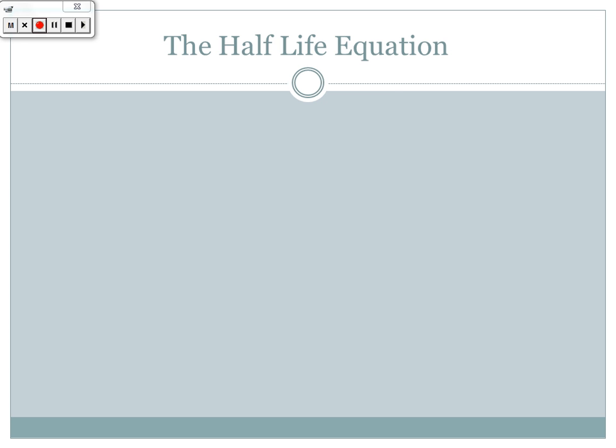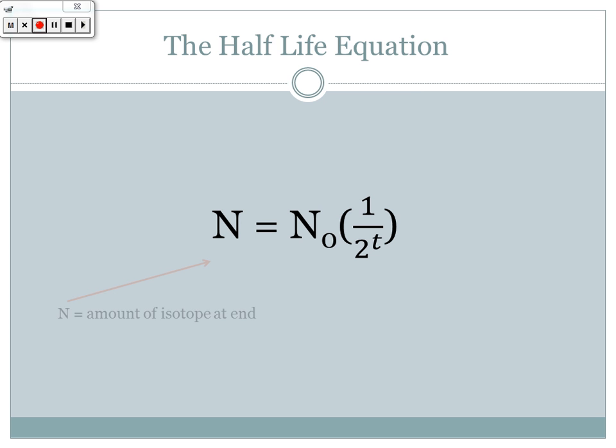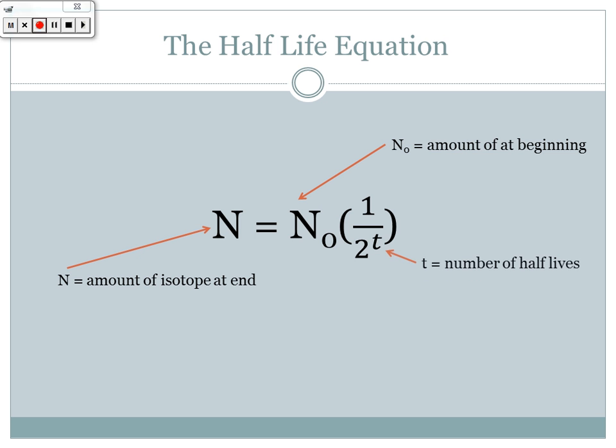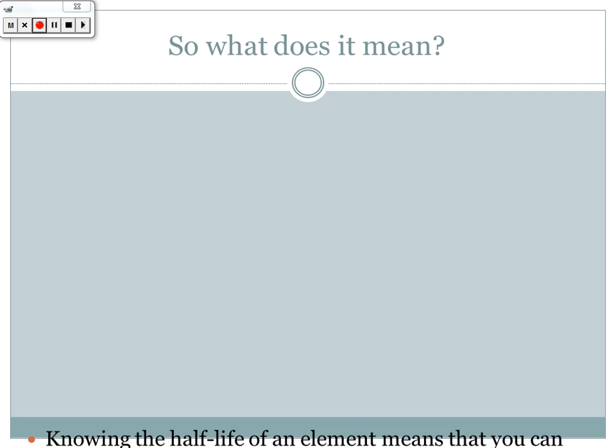The half-life equation. Alright, it's N is equal to N naught times 1 over 2 to the T, where N is the amount of isotope at the end, and N naught is the amount of isotope at the beginning, and T is the number of half-lives, okay? And we're going to utilize this equation, and it's not going to be terrible. I know you seem terrified of it, but it's not going to be that bad. So let's plug it into an equation.